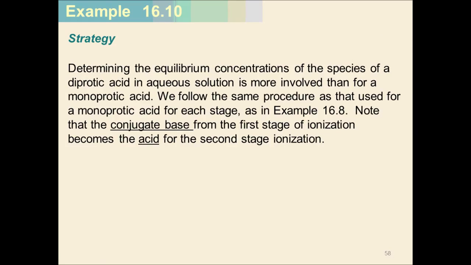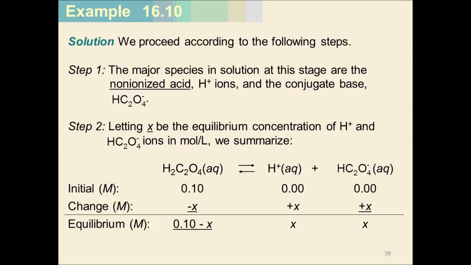Our strategy on slide 58: determine the equilibrium concentrations of the species of a diprotic acid in aqueous solution, which is more involved than for a monoprotic acid. We follow the same procedures used for a monoprotic acid for each stage. As in example 16.8, note the conjugate base from the first stage becomes the acid for the second stage ionization. So on slide 59, solution, we proceed according to the following steps.